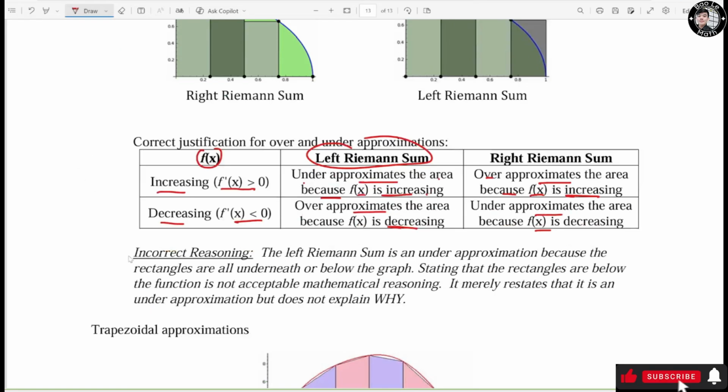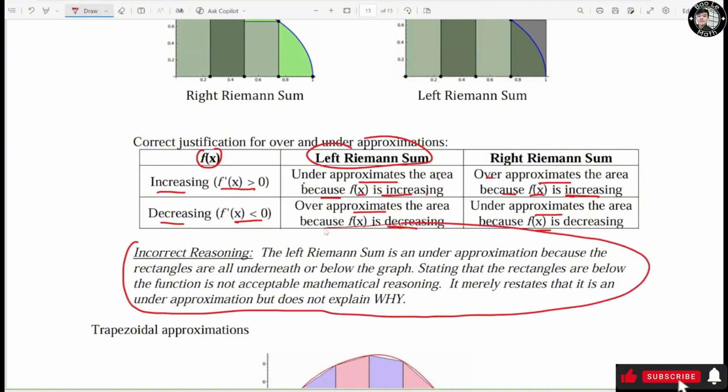Now, this one is the mistake you need to get rid of. You cannot say the left Riemann sum is an under approximation because the rectangles are underneath or below the graph. Saying that the rectangles are below the function is not acceptable mathematical reasoning. It merely restates that it is an under approximation but does not explain why.